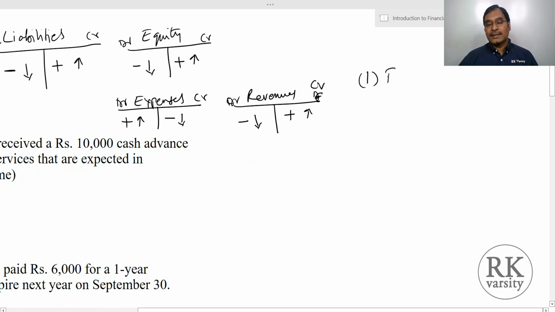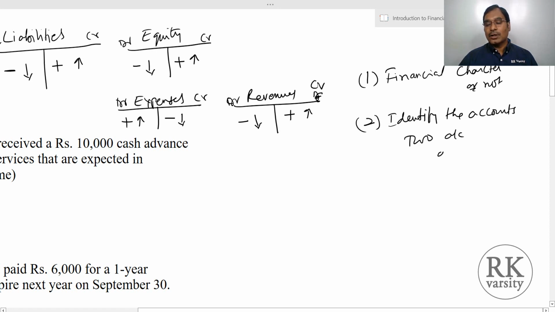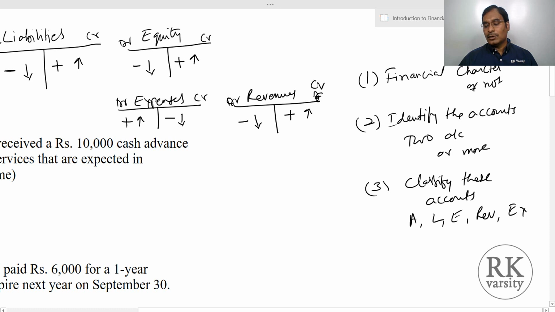you have to check whether this transaction has a financial character or not. This is the first thing that you have to look at in each transaction. Second is to identify the accounts. There will be a minimum of two accounts, so two accounts or more. Then in the third step, classify these accounts as asset, liability, equity, revenue or expense.